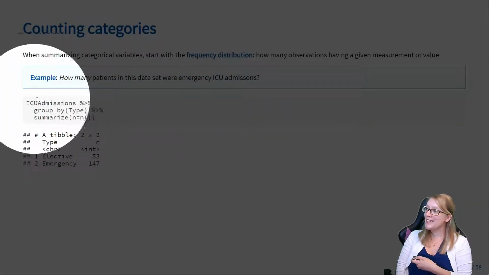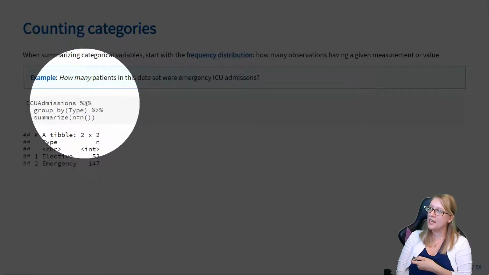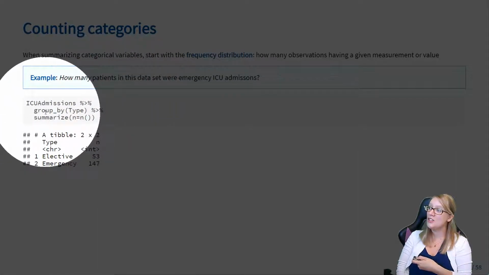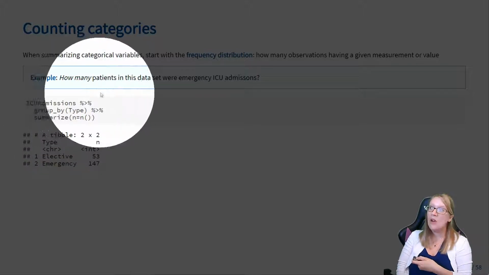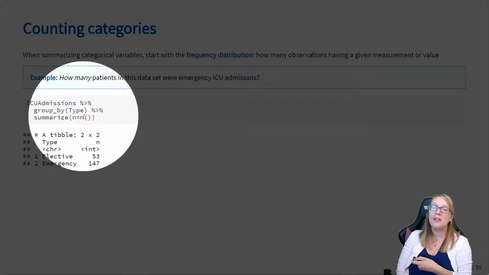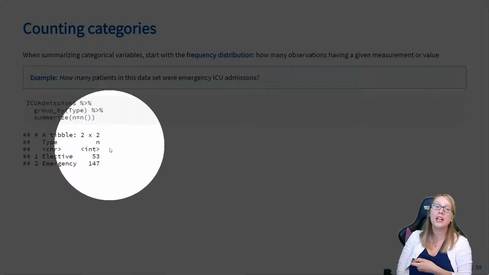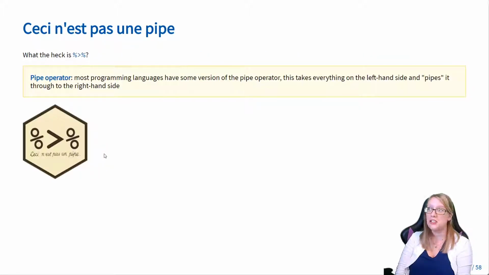Here's what we'll do. We'll start with our data set. This is the ICU admissions data set. We'll use this kind of funny symbol, this %>%. This is known as a pipe symbol to send this into the group by function. So that group by function is going to take the ICU admissions data set, group it by type. We'll then summarize it by creating a variable called n, which is just counting up each of the observations. So we now know that 53 patients came into the ICU following an elective procedure. 147 came in following an emergency procedure.